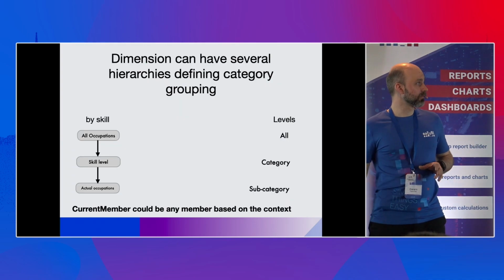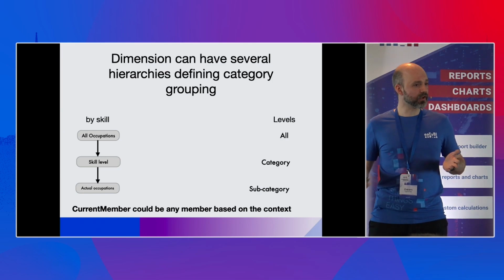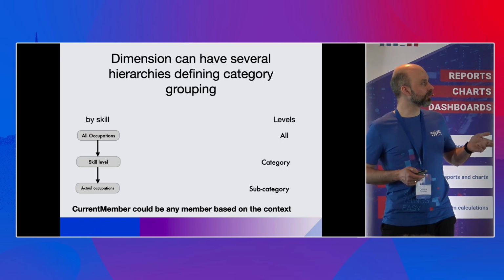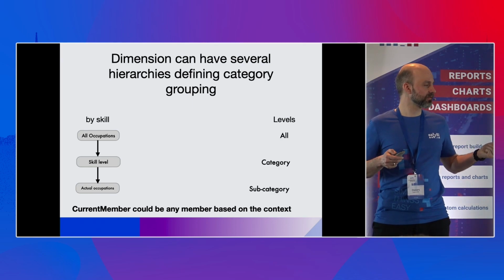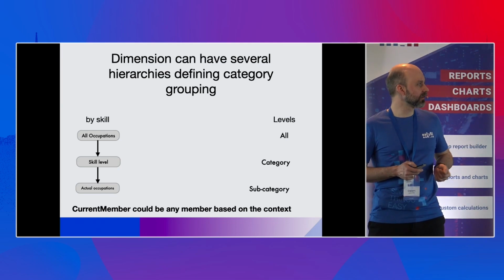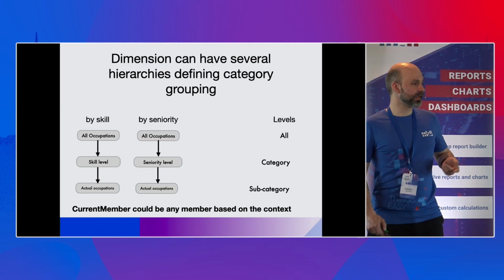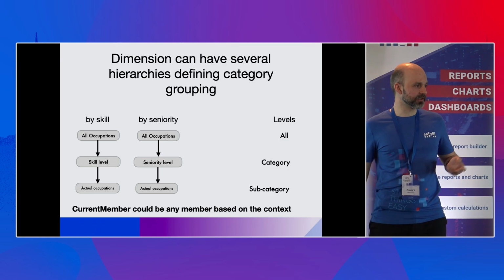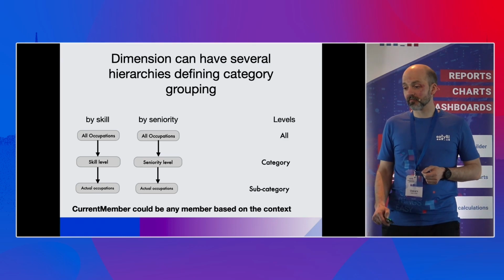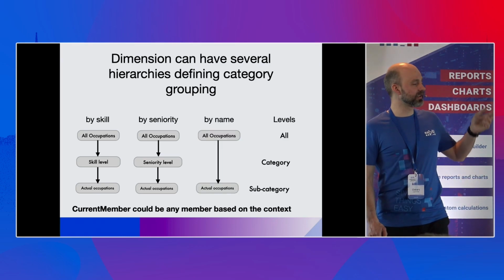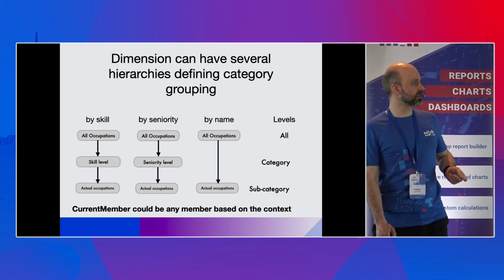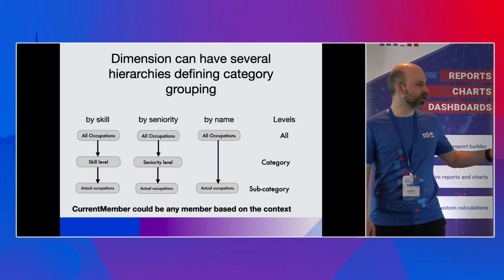But some dimensions can have several hierarchies, depending how we group those members. For example, all occupations, they could be grouped by skill level or by position seniority. It's a junior position or a manager or a senior manager. But there could be no specific categorization, and just all occupations as such.